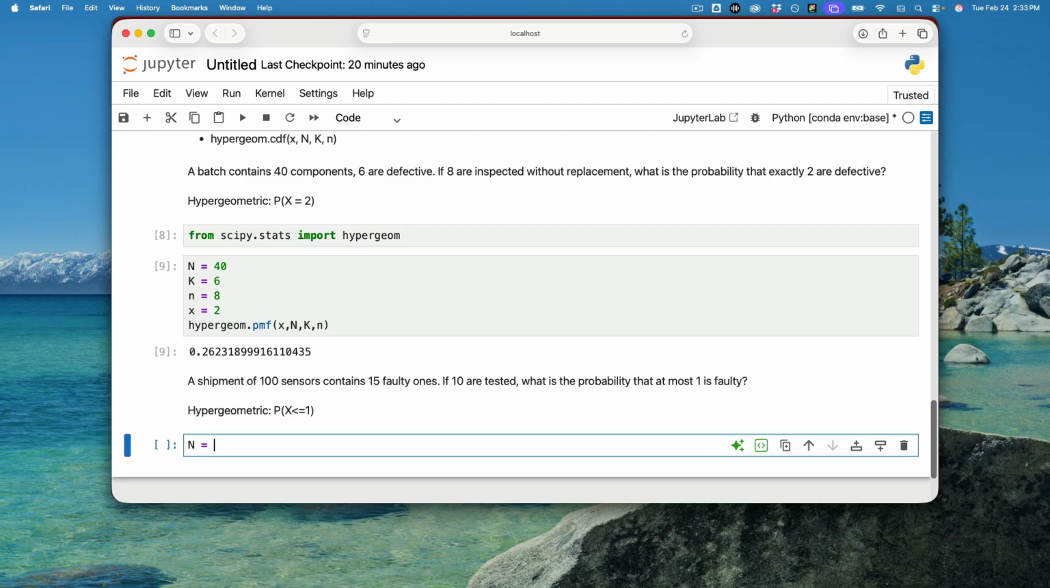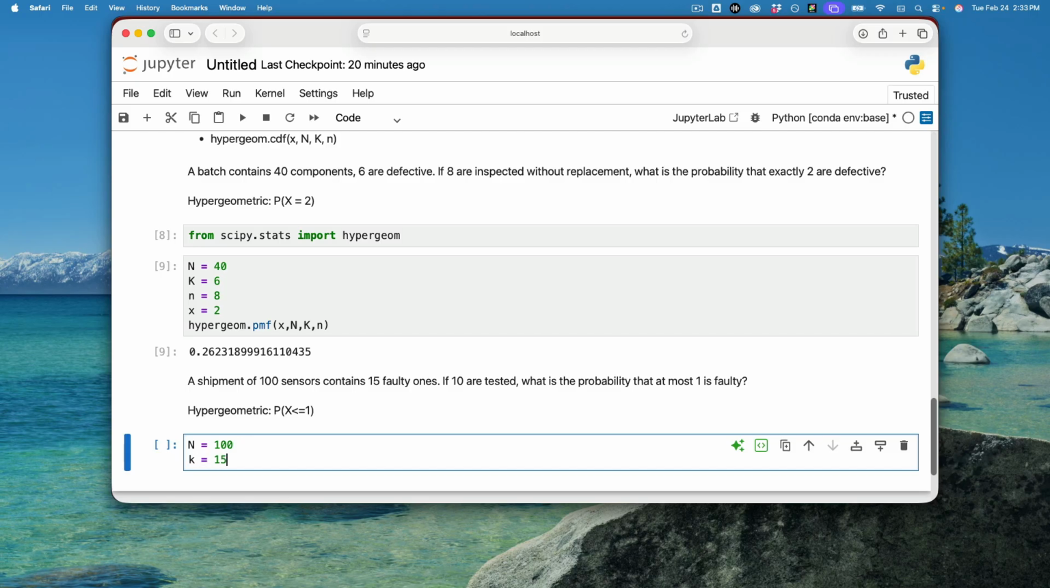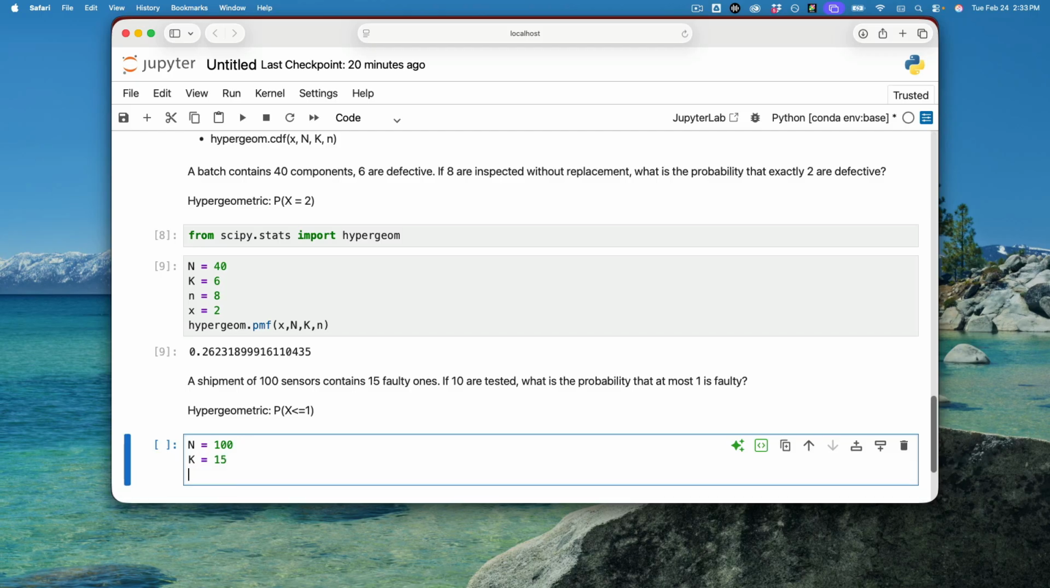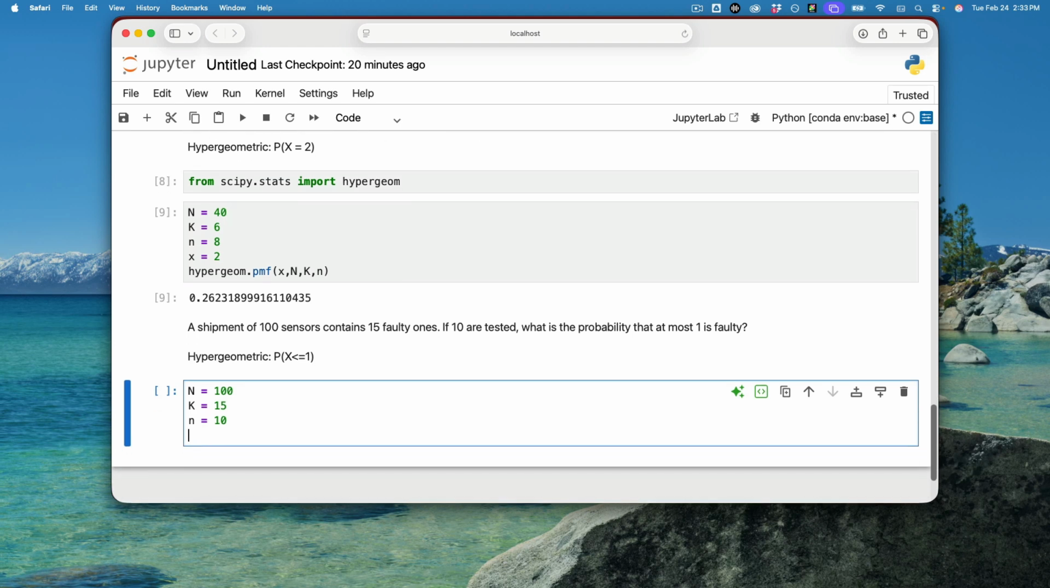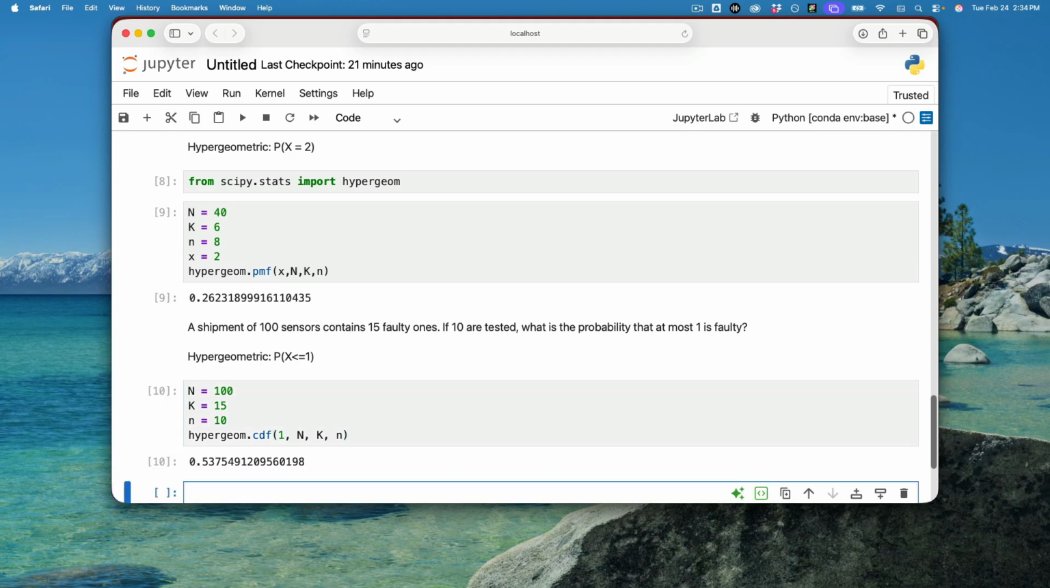Then I would do capital N equal 100, capital K equal 15, to stay truthful to the nomenclature, and lowercase n equal 10. I'm not going to put x because we're just going to build it together. This would be hypergeom.cdf, because x is less than or equal to 1, so I can put x as 1, and then N, K, and lowercase n. That gives me the probability, which would be equal to the hypergeometric PMF at 0 plus the PMF at 1.